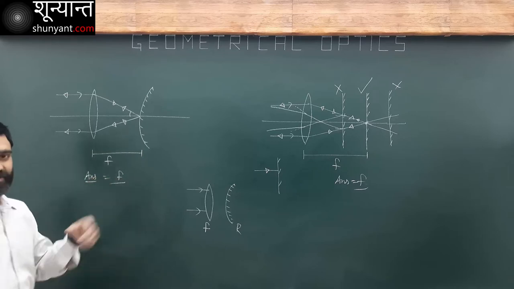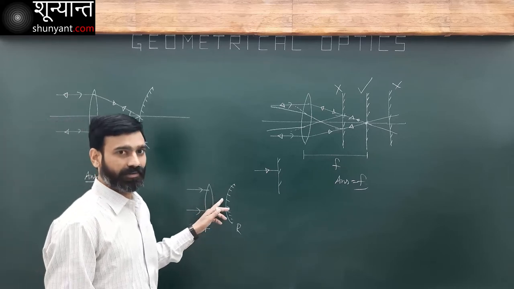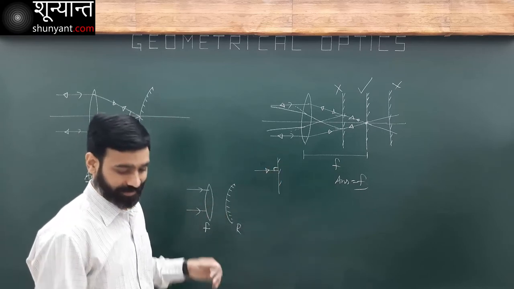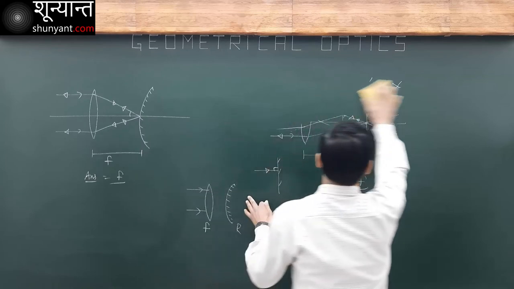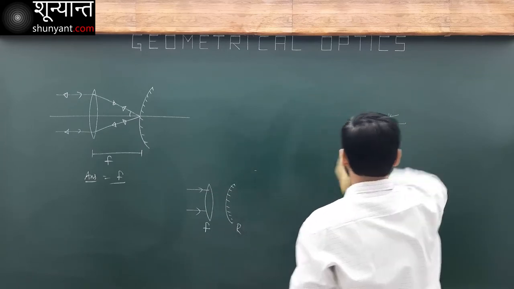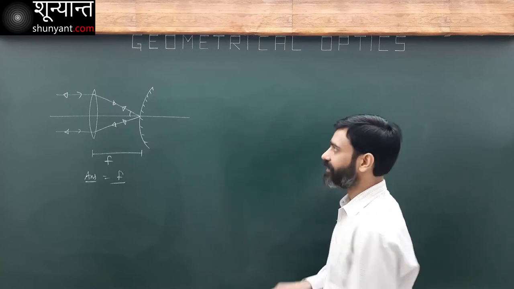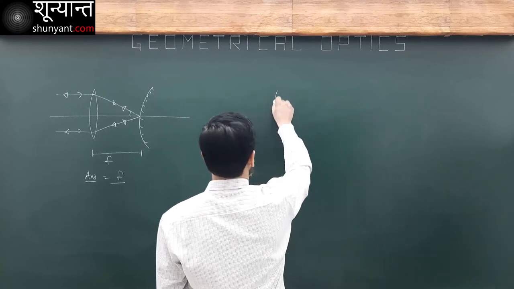Now there is one other possibility. Here, I want this type of situation. I want it to retrace. It can retrace when it falls normally on the mirror. When it falls normally on the mirror, I can rearrange my mirror like this.